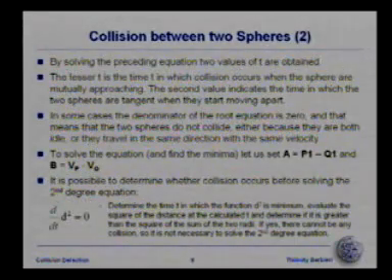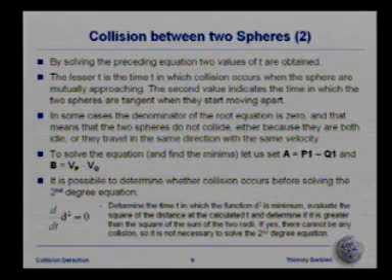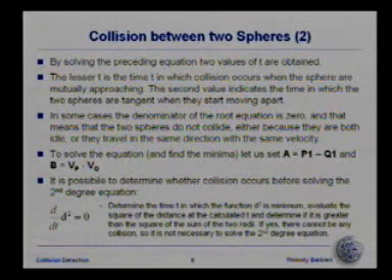If you solve the preceding equation, you obtain two possible values of t. The lesser t is the time at which collision occurs when the spheres are going nearer to each other. The second value indicates the time at which the two spheres are tangent when they start moving apart. In some cases, the denominator of the root equation is 0. That means the two spheres do not collide, either because they are both idle or because they travel in the same direction with the same velocity.